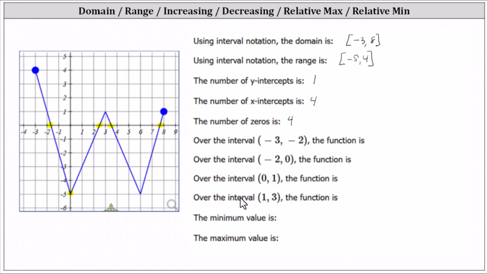For the next 4 questions, we want to determine whether the function is increasing, decreasing, or constant over the given open interval. The first open interval is from -3 to -2. Over this open interval, notice from left to right, the graph is going downhill, and therefore over this interval, the function is decreasing. As x increases, f of x or y decreases. Over the open interval from -3 to -2, the function is decreasing.